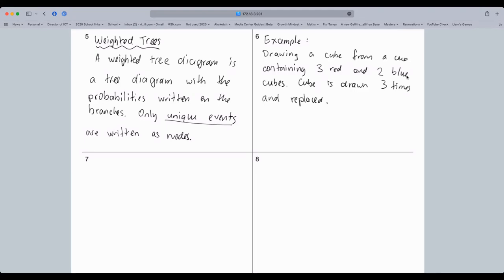Okay, so drawing a cube from a cup containing three red and two blue cubes, the cube is drawn three times and replaced each time. So in terms of uniqueness, the uniqueness is red or blue. Yep. Good so far.